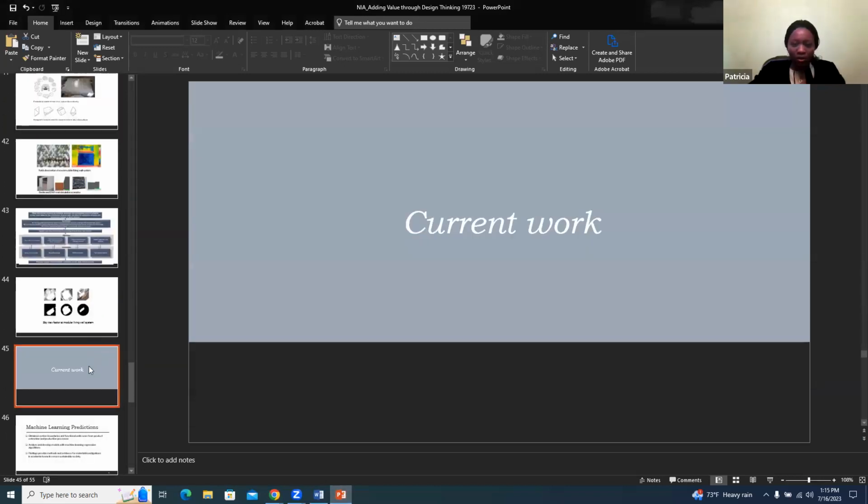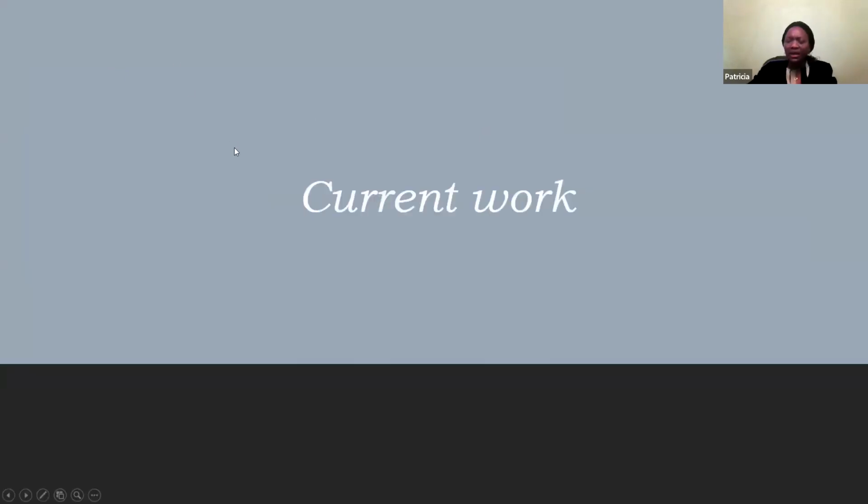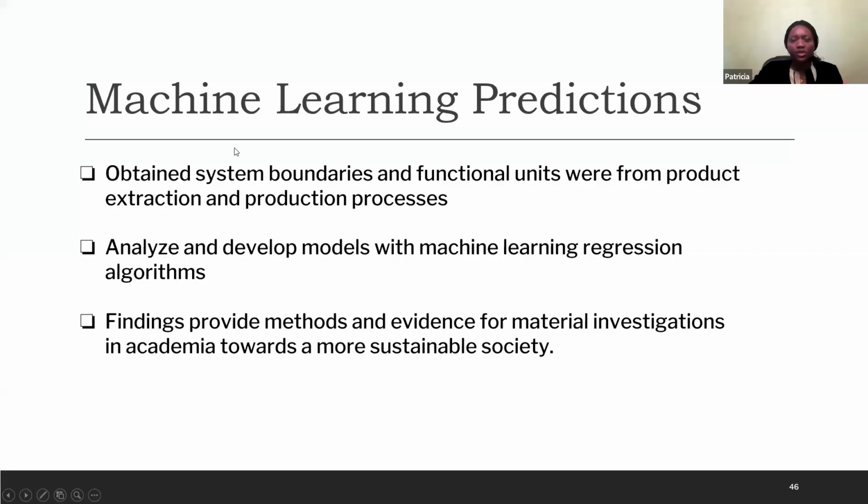So the last thing I'll go on to talk about is the current work. For the current work, we're looking at machine learning predictions. When we talked about these system boundaries, we're defining what we want to compare. So once we have these system boundaries and functional units from product extraction and production processes, we analyze them and develop models with machine learning regression algorithms. We have our findings that will provide methods and evidence for material investigations in academia towards a more sustainable society.